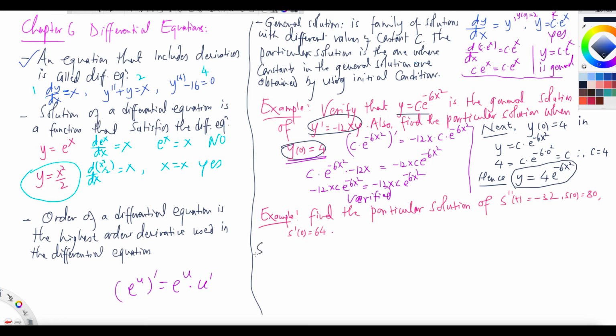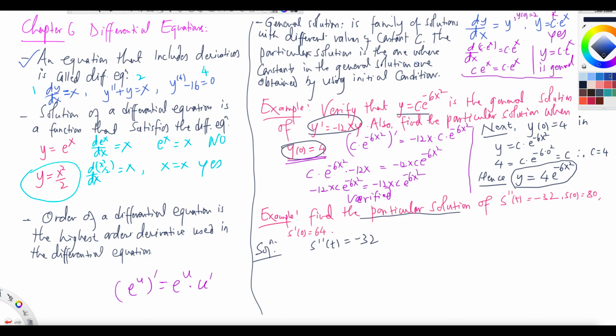Okay, so solution. We have s double prime of t equals negative 32. Now how do we find the particular solution? We need to first find the general solution, and then we will use the initial conditions to find the particular solution. So s double prime of t equals negative 32. Now how do I find s(t)? Our goal is to find s(t), right?